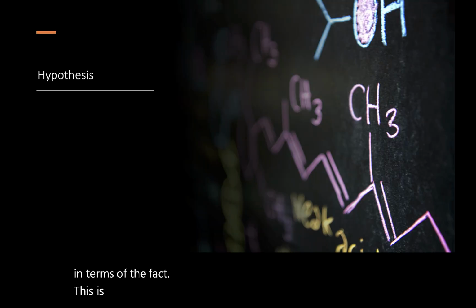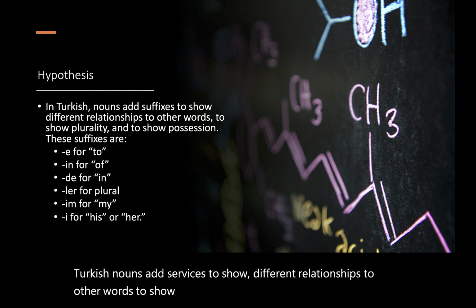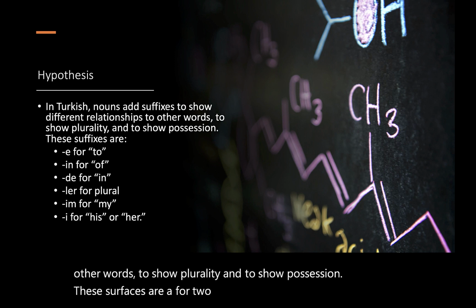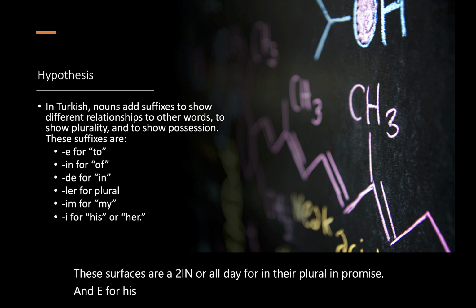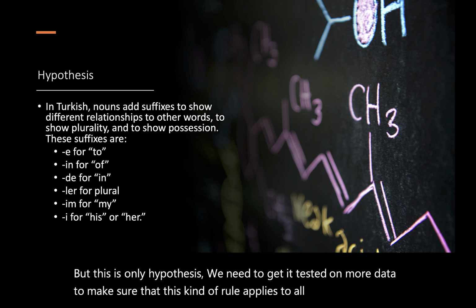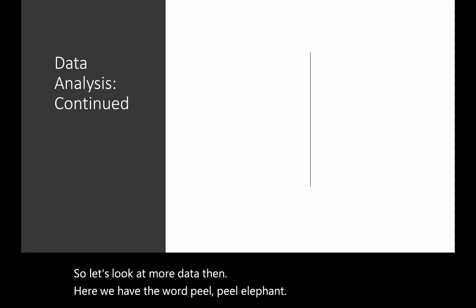This information allows us to form a hypothesis about how Turkish nouns work. In Turkish, nouns add suffixes to show different relationships to other words, to show plurality, and to show possession. These suffixes are e for to, in for of, de for in, ler for plural, im for my, and i for his or her. But this is only a hypothesis. We need to get it tested on more data to make sure that this kind of rule applies to all Turkish nouns and not just the noun deniz, sea. So let's look at more data then.